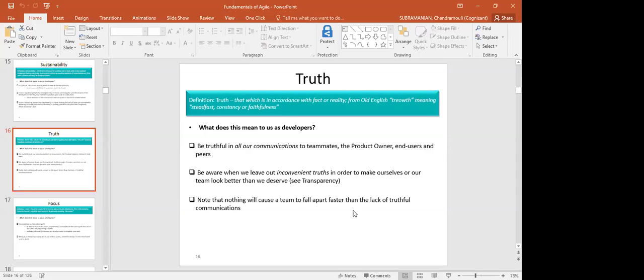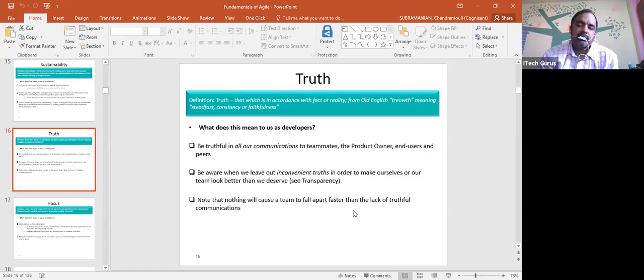100% following the. Okay, so we need to be truthful in all our communications. Is that clear? We need to be truthful in all our communications. We also need to understand that second thing: be aware when we leave out inconvenient truths in order to make ourselves, our team, look better than we deserve. Are you able to understand this? Thereby we confuse transparency and truth.